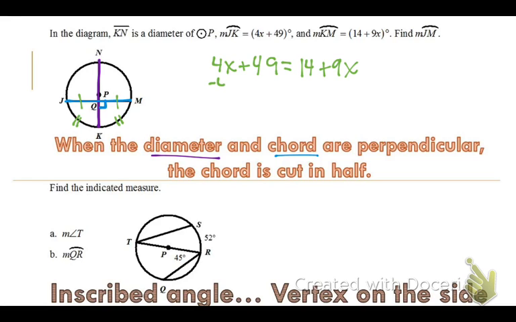Set them equal. Subtract 4x. Subtract 14. Get 35 equals 5x. So x equals 7. Is that what it asked for? No. What did it ask for? The measure of JM. Well, we know the measure of JK is 4 times x plus 49. We know x is 7. 4 times 7 is 28, plus 49 is 77.